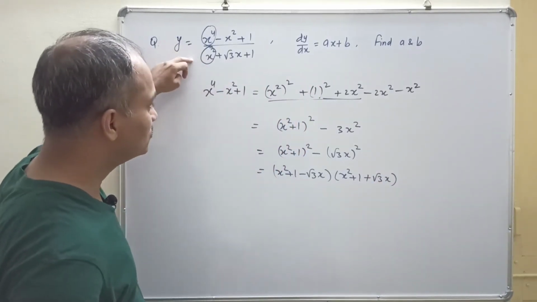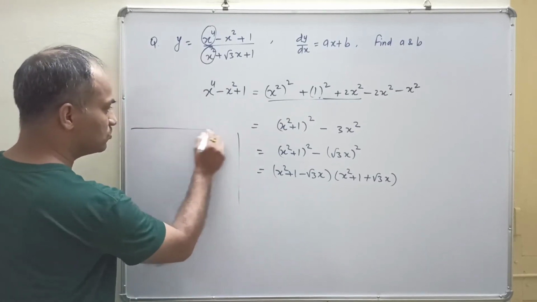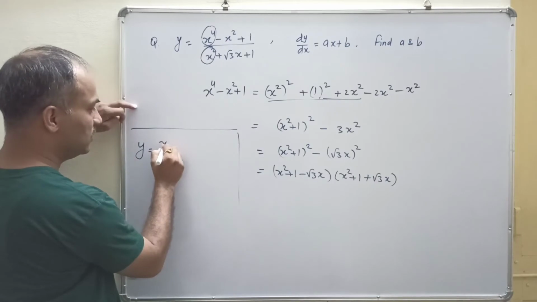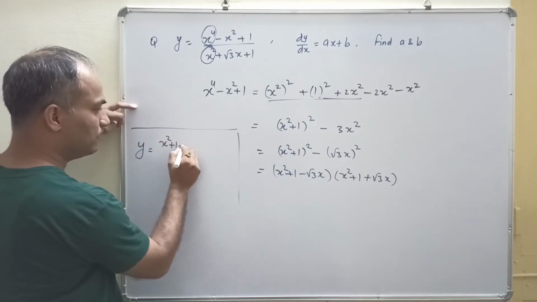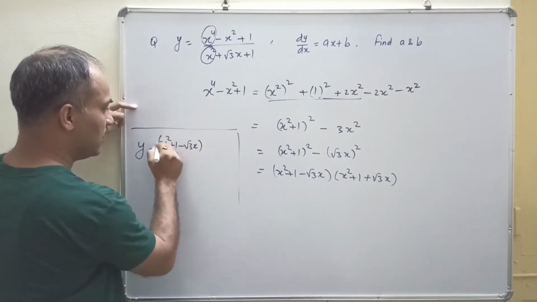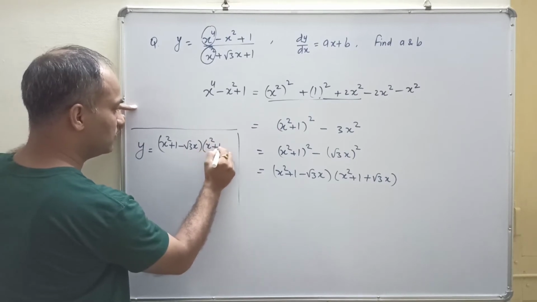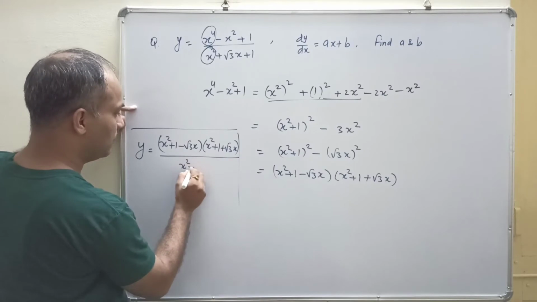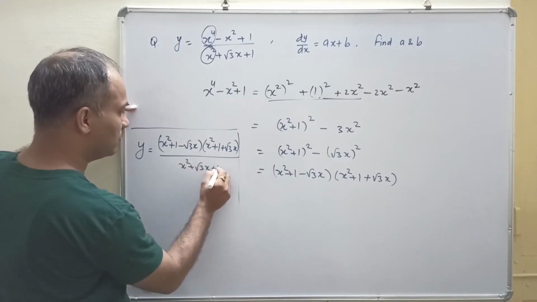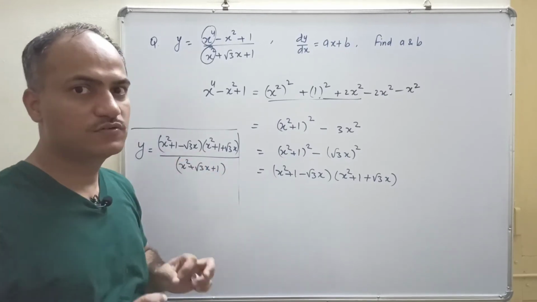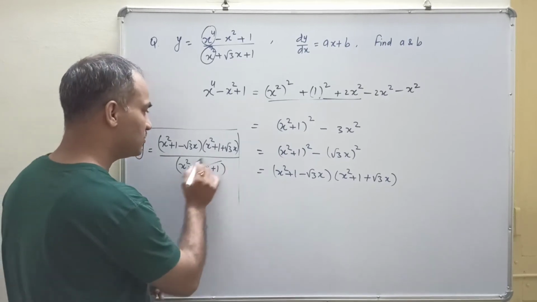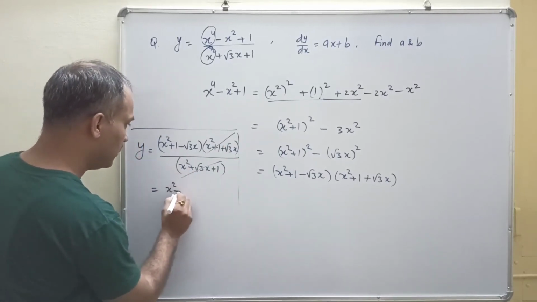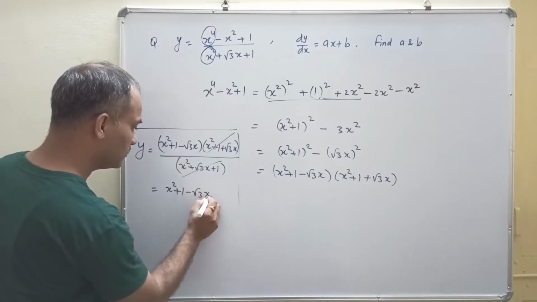Now look at the question, look at the function y. What happens to the function y? y is this upon this. It means it is x square plus 1 minus root 3x and x square plus 1 plus root 3x, whole upon x square plus root 3x plus 1. Look at this, what is happening here? This term is cancelled. So we get x square plus 1 minus root 3x.